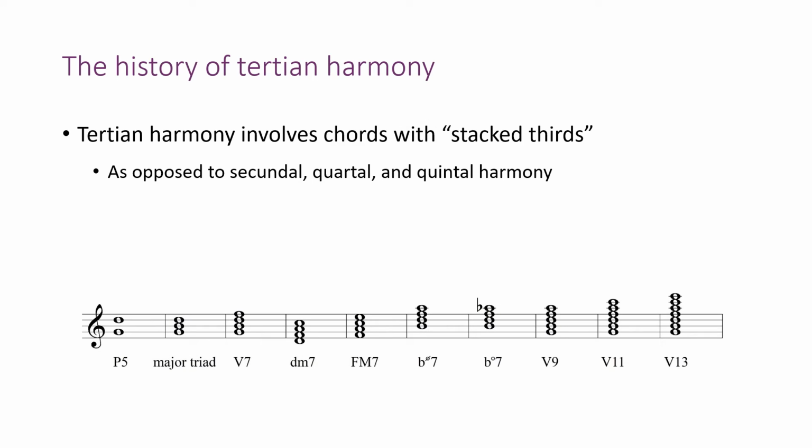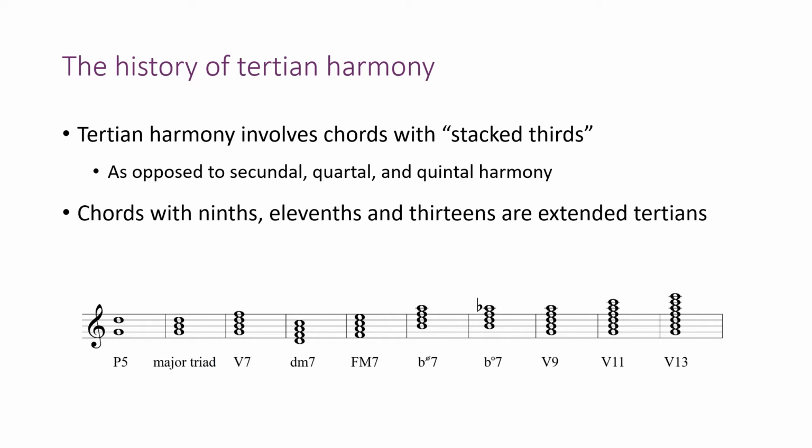So let's look a little bit at how tertian harmony developed. Tertian meaning chords that are stacked in thirds, as opposed to chords that are stacked in seconds or fourths or fifths, secundal and quartal and quintal harmonies. So chords that are stacked beyond the 7th, 9ths, 11ths, and 13ths, we're going to call those extended tertians. Let's look a little bit at the history of how this developed now.